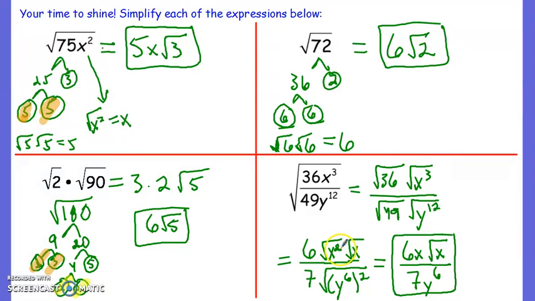Square root of x to the third can again be thought of as 2 different x's and then a third one. So the square root of x squared can just become x, and that leftover x is the only thing left underneath the root. On the bottom, again, we've got that y to the 12th.